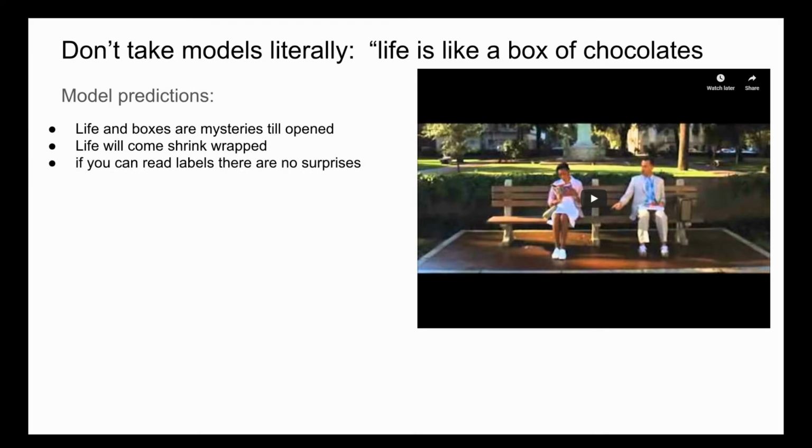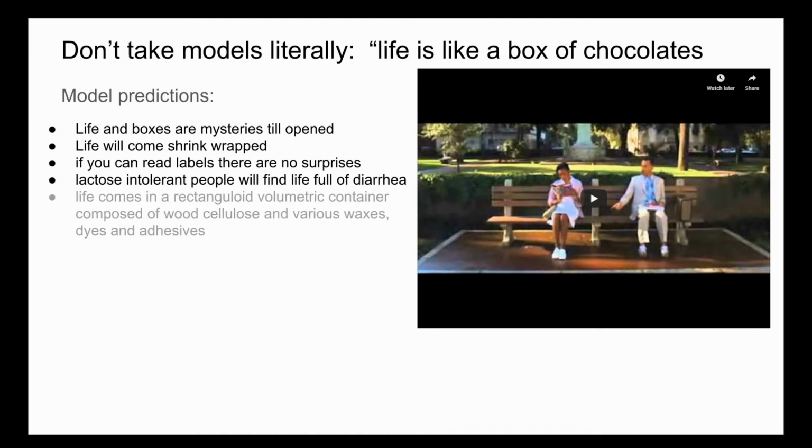That if you can read labels, there are no surprises, because all boxes of chocolates have that little mystery label sheet that will show you a squiggly little picture of one of the chocolates and what you should get when you bite into it. If you are lactose intolerant, you will find life to be a gigantic diarrhea show, if you get my drift. It also implies that life comes in a rectanguloid volumetric container composed of wood, cellulose, and various waxes, dyes, and adhesives. This model seems to make some really strange predictions about life.